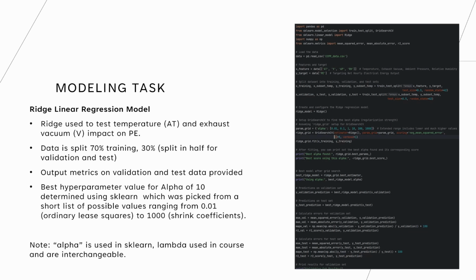The ridge linear regression model was applied to the data set to observe the strong influence of temperature and exhaust vacuum on energy output. Data is again split into training, validation, and testing, along with regression error metrics captured on validation and test data. Using the sklearn grid search CV API, the alpha parameter, referred to as lambda in the course, helped determine a value of 10 for this model. No other hyperparameters were set or changed.